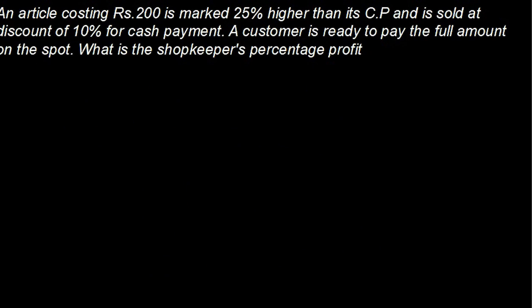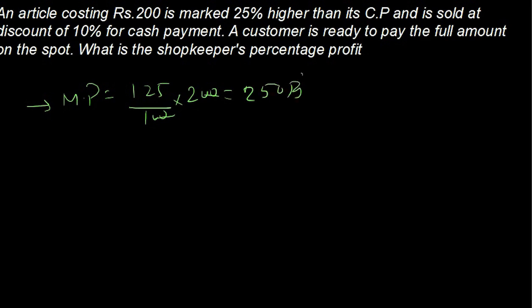An article costing rupees 200 is marked 25% higher than its cost price and it is sold at a discount of 10% for cash payment. A customer is ready to pay the full amount on the spot. What is the shopkeeper's percentage profit? So an article costing rupees 200 is marked 25% higher than cost price. So what should be the mark price now? It is 125% of 200. So obviously it is going to be 250 rupees is your mark price.